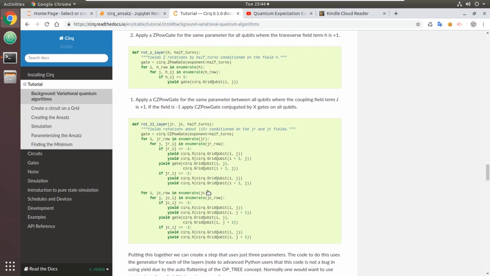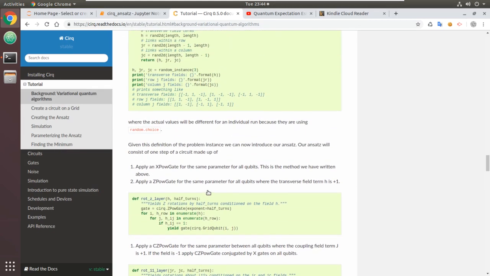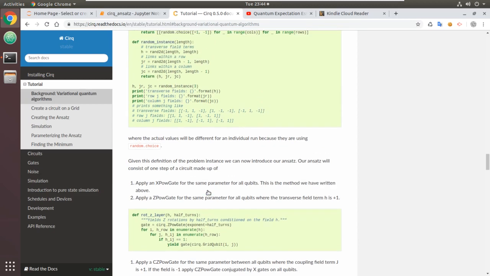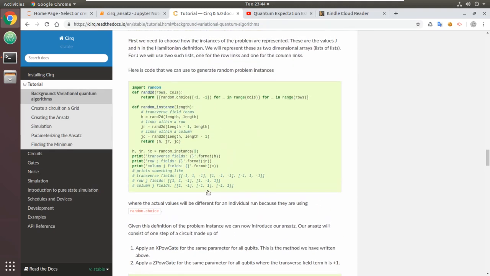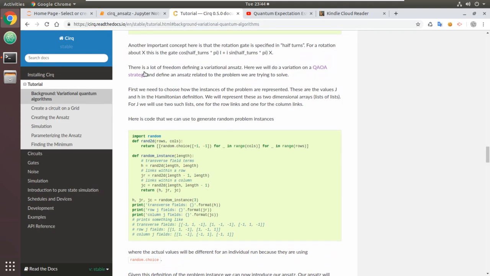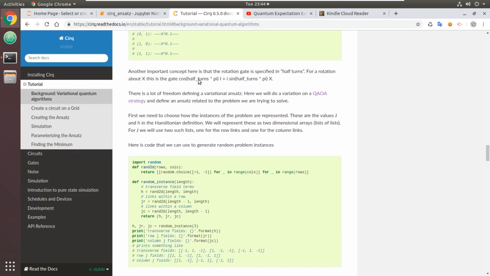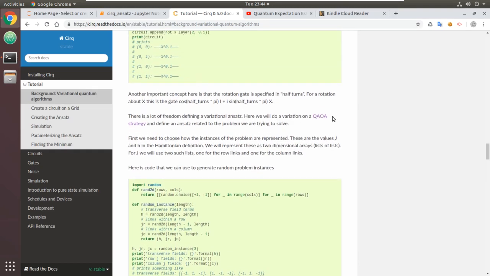But again, I don't remember how they came up with that particular ansatz. There's a lot of freedom in defining a variational ansatz. Here we'll do a variation on a QAOA strategy and define an ansatz related to the problem we're trying to solve. Exactly. Because the QAOA strategy has an example with the 3-cut problem, where you define a circuit, an ansatz, that is basically a mapping of the problem.